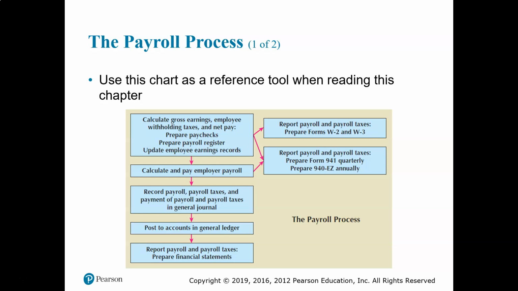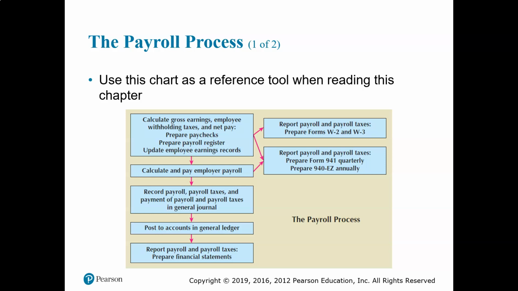First, you have to calculate gross earnings, employee withholding tax, net pay. Like I said, with ADP, you put in the gross earnings once, or what the monthly gross earnings or the per paycheck gross earnings is, and they'll do all the other heavy lifting. You have to prepare paychecks, prepare a payroll register, update employee earnings records. So this is all so manual in this chapter compared to what ADP can do for you. But again, you have to learn what ADP is doing and make sure everything is being done correctly.